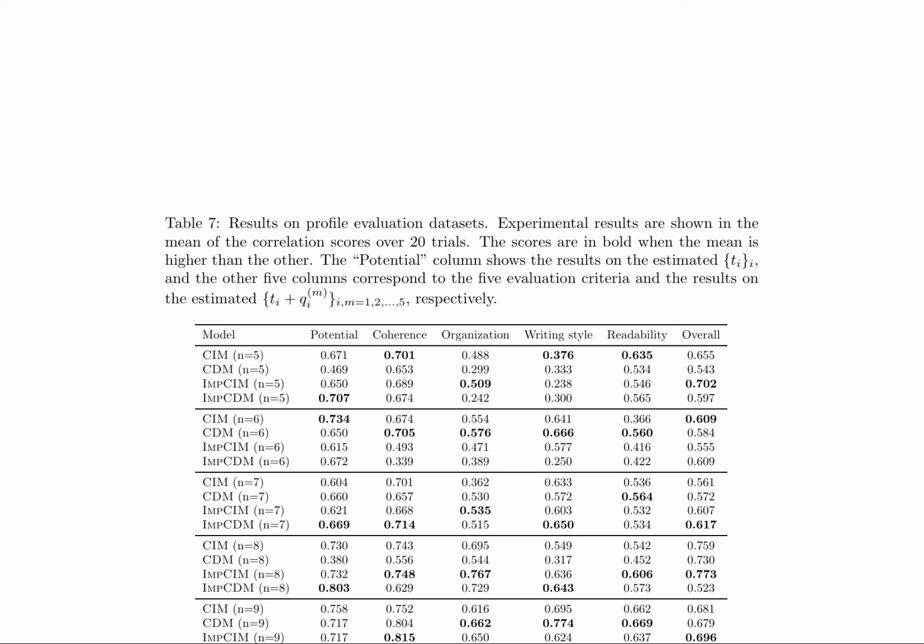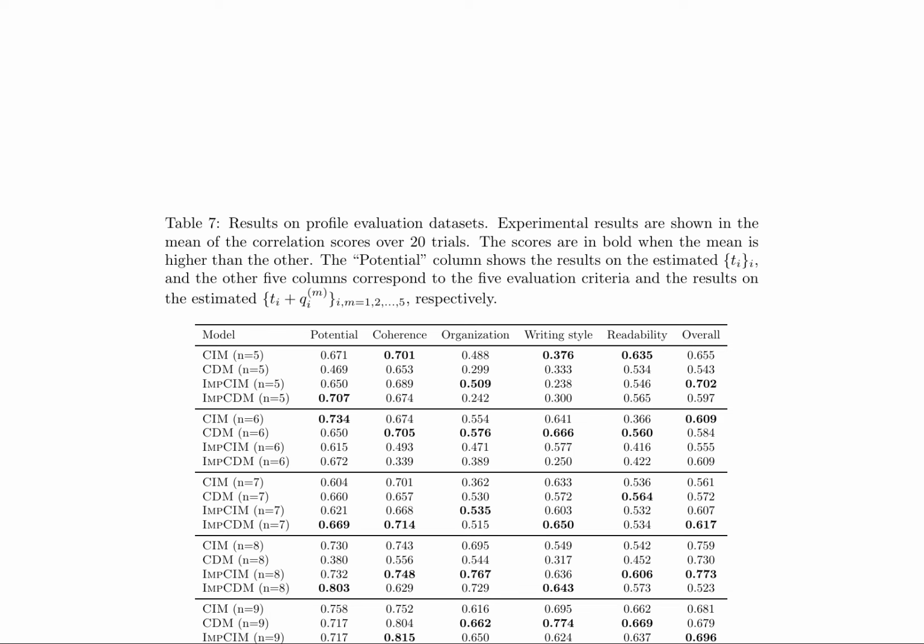assessments. The results of the profile evaluation datasets are presented in Table 7, showcasing the mean correlation scores over 20 trials for various rating aggregation models. The potential column displays the results on the estimated T, while the other 5 columns correspond to the 5 evaluation criteria and the results on the estimated T plus Q_m,i, m equals 1, 2, 5, respectively.